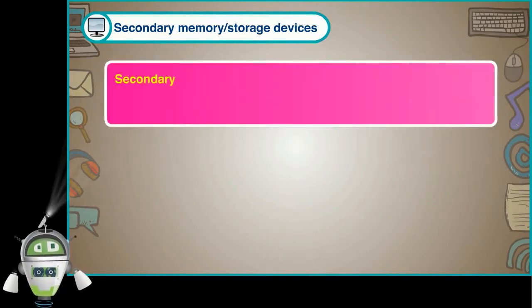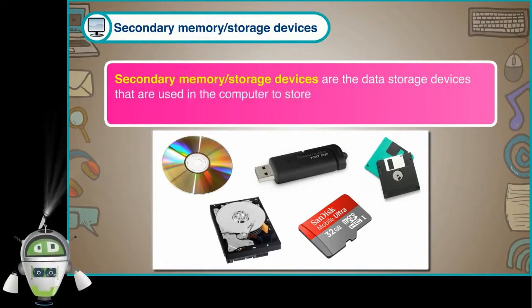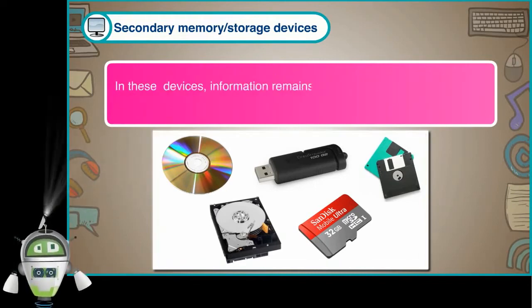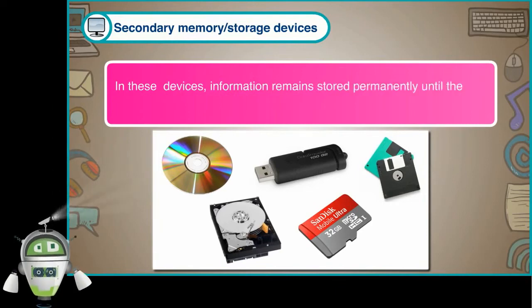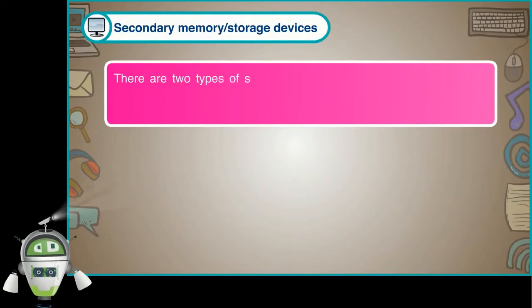Secondary memory or storage devices are the data storage devices that are used in the computer to store data. The computer has many types of data storage devices. In these devices, information remains stored permanently until the user erases it. There are two types of secondary memory or storage devices.